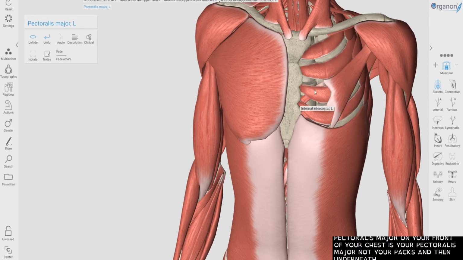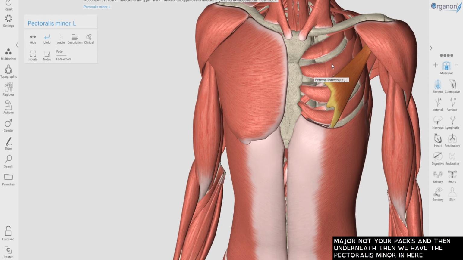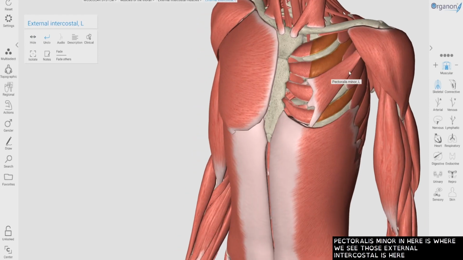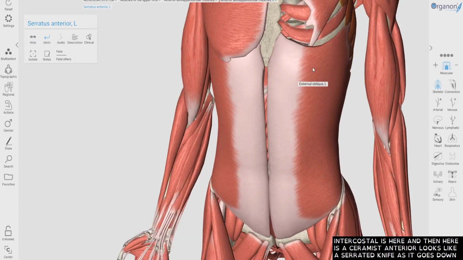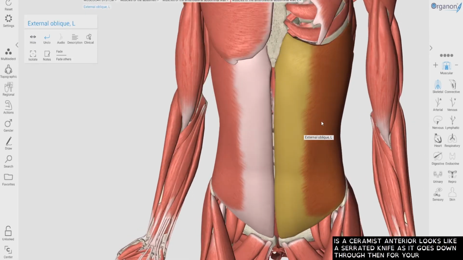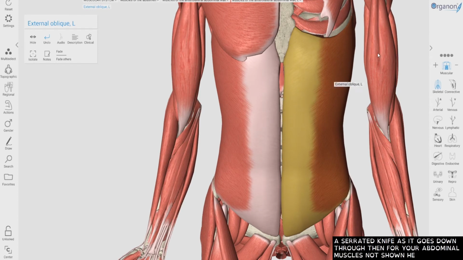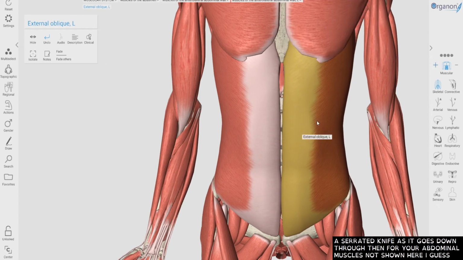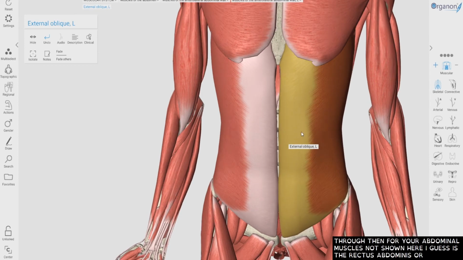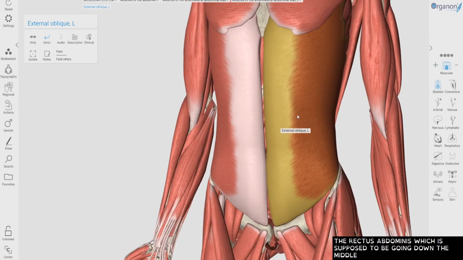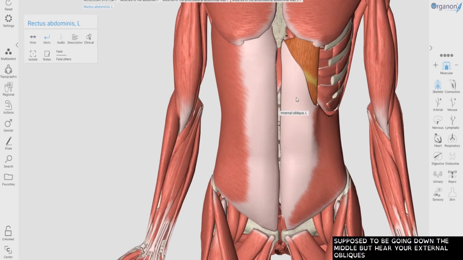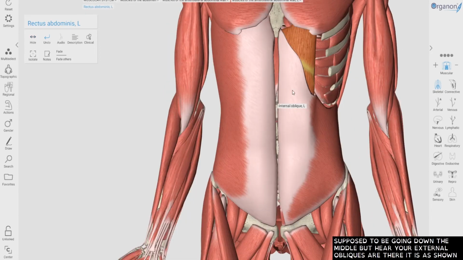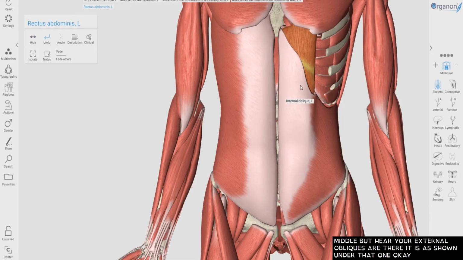And then underneath then we have the pectoralis minor, and here is where we see those external intercostals here. And then here is the serratus anterior. It looks like a serrated knife as it goes down through. Then for your abdominal muscles, not shown here, I guess, is the rectus abdominis, which is supposed to be going down the middle. But here are your external obliques. Oh, there it is. It's shown under that one. Okay, so some models are good and bad.